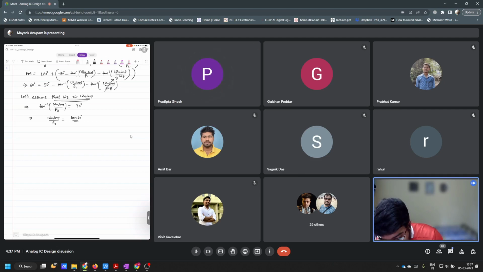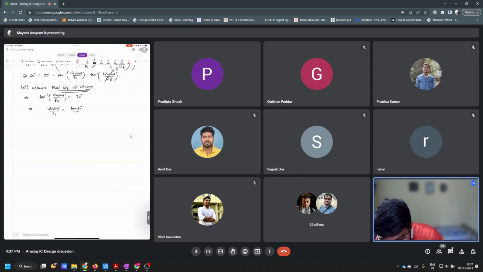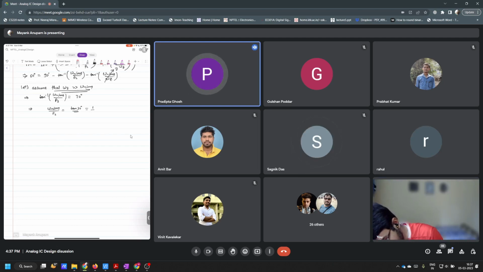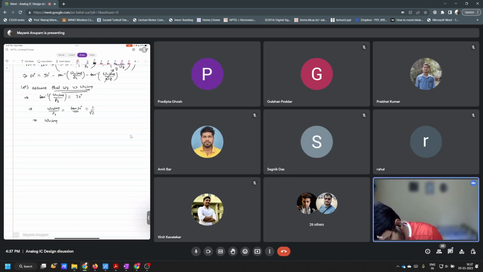And what is it? 1 over root 3, right? Yes, tan 30 is 1 over root 3. So omega u loop from here comes out to be, sorry, P2 comes out to be root 3 times omega u loop, correct?